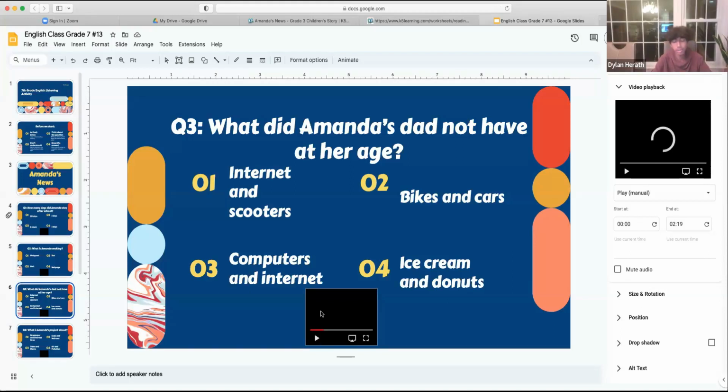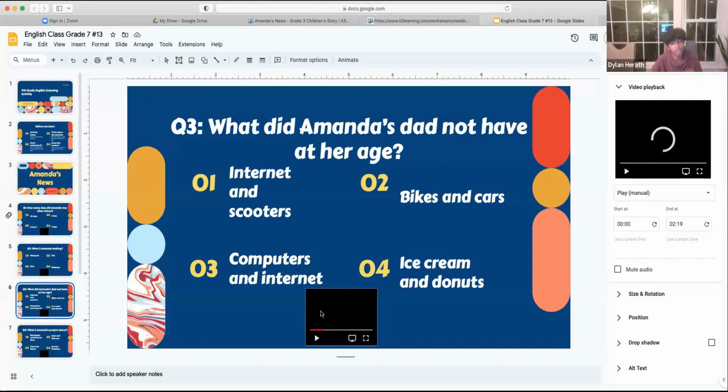So what did Amanda's dad not have at her age? 1, internet and scooters, 2, bikes and cars, 3, computers and internet, or ice cream and donuts? Computers and internet. Very good. Yes, computers and internet, because computers and internet are very new innovations.